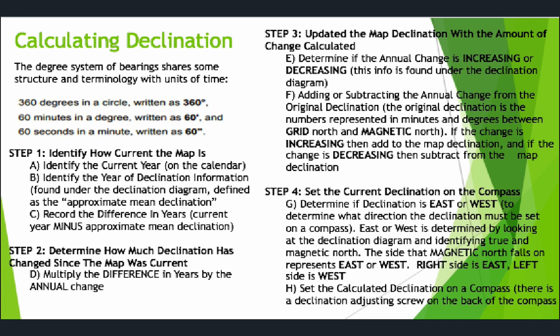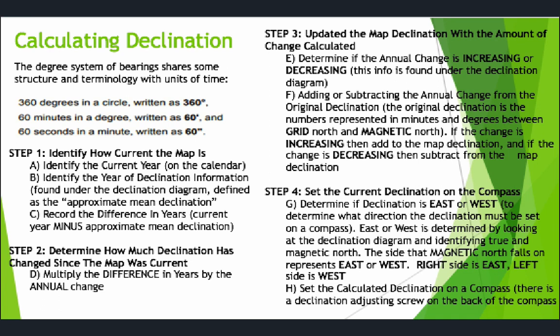First off, the degree system of bearings shares some structure and terminology with units of time. For example, 360 degrees in a circle is written as 360 with the degree symbol. 60 minutes in a degree is written as 60 with an apostrophe. And 60 seconds in a minute is written as 60 with 2 apostrophes.